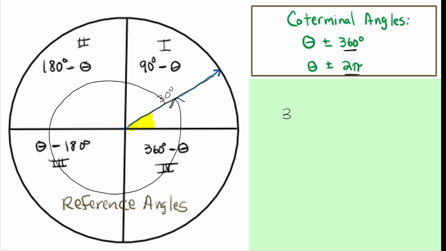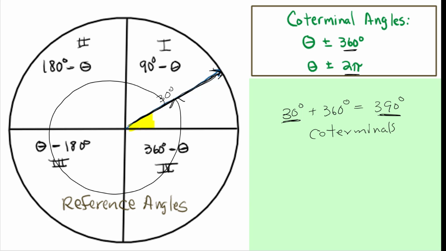So you would take 30 degrees and you would add 360 degrees and you would be at 390 degrees. 390 degrees and 30 degrees, they are coterminal angles because they sit at the exact same location. They're in the same quadrant at the same angle. They share the same reference angle. That might be the best way to describe that.